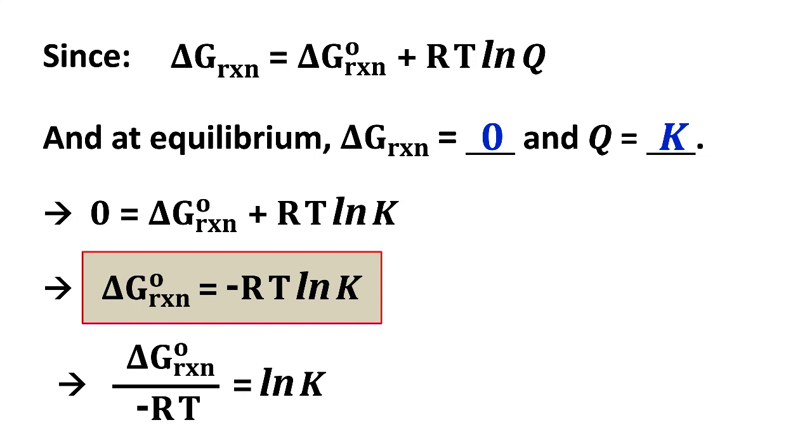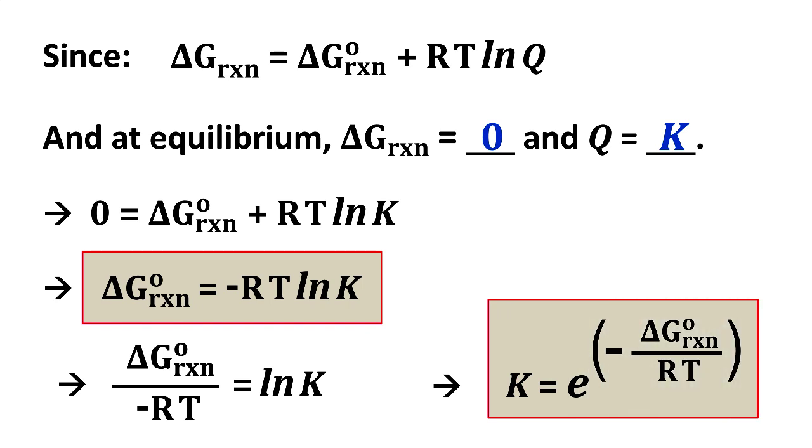So if we divide both sides of this equation by negative RT and then take the natural log of both sides, we get that K equals e to the quantity negative delta G naught of reaction over RT. And so now, if we know the delta G naught, that allows us to find the equilibrium constant K. So we now have a way to link equilibrium and thermodynamics, and that's kind of a cool thing as well.